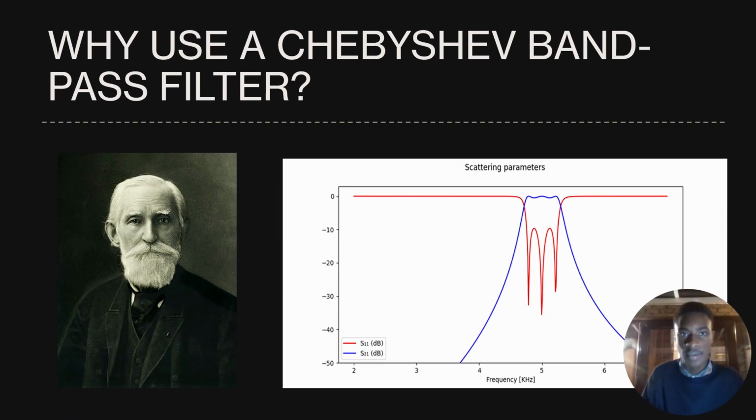So who was Chebyshev? Well, Chebyshev was a 19th century mathematician whose work on minimizing maximum error led to Chebyshev polynomials. These polynomials form the mathematical basis of Chebyshev filters. Now, why should we use a Chebyshev bandpass filter exactly? Why not use a Butterworth filter?